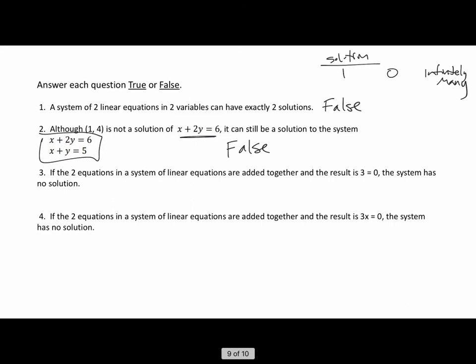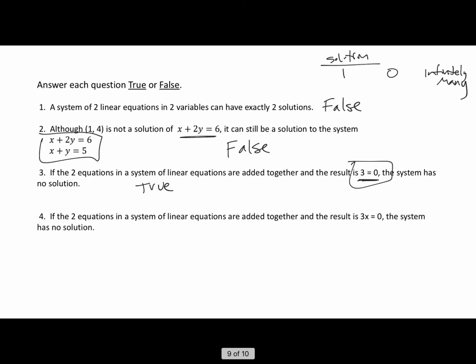For number 3, if the 2 equations in a system of linear equations are added together and the result is 3 equals 0, which means both variables cancel out additively here, then the system has no solution. And that's definitely true. If you end up with a false statement, then there's no solution.